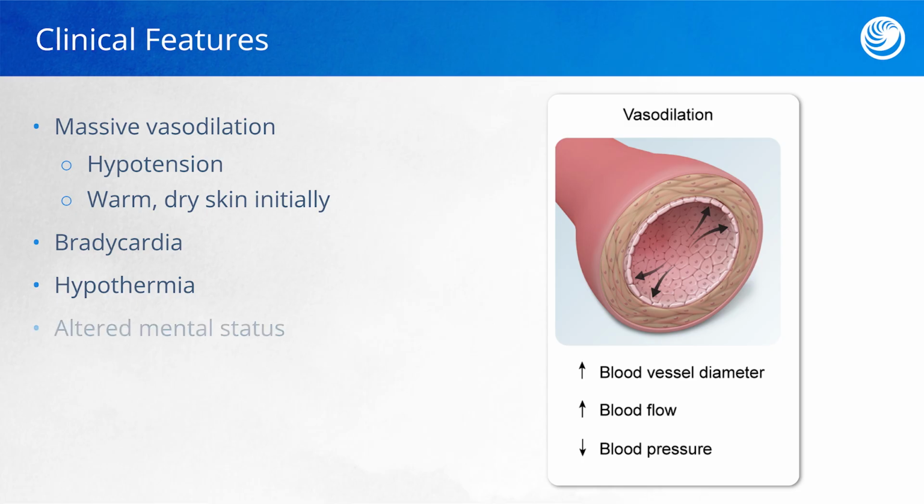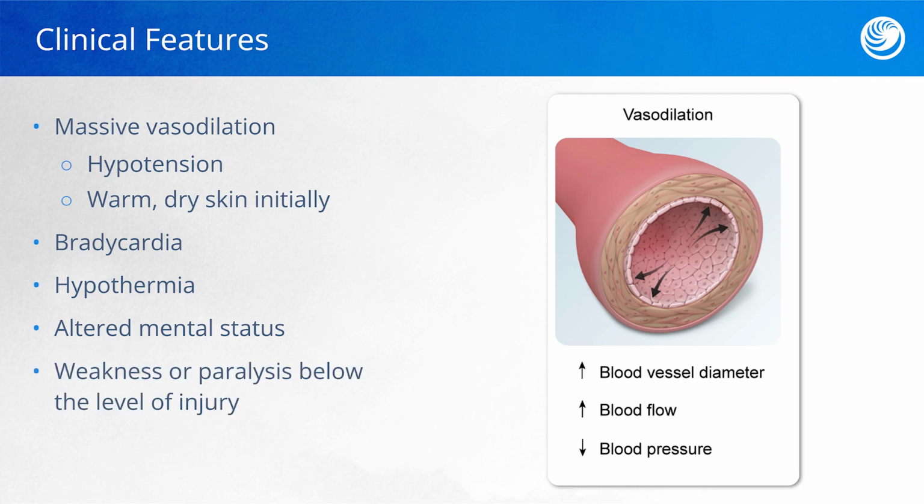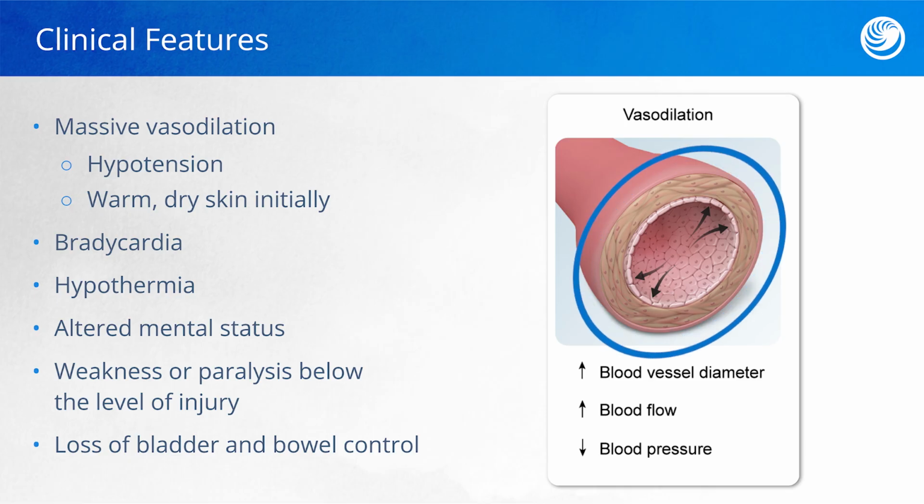The client will also have changes in level of consciousness. They might be agitated or restless due to decreased perfusion. Now, depending upon the cause of the neurogenic shock for a particular client, you may see paralysis or weakness at or below the level of a spinal injury, or loss of bladder and bowel control. Let's take a second and look at this illustration, which shows you vasodilation, that blood vessel diameter increasing, so blood flow is allowed to go quickly through that area, but it isn't constricting back down and the blood pressure is lowered.